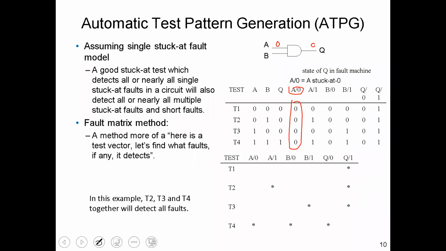And let's compare this output versus regular output Q. For the first three cases, you won't tell the difference, but you can tell the difference when test vector 4 is applied. The output Q normal fault-free output is 1, but faulty output is 0. So if we apply test vector 4, it can detect this fault, node A stuck at 0.